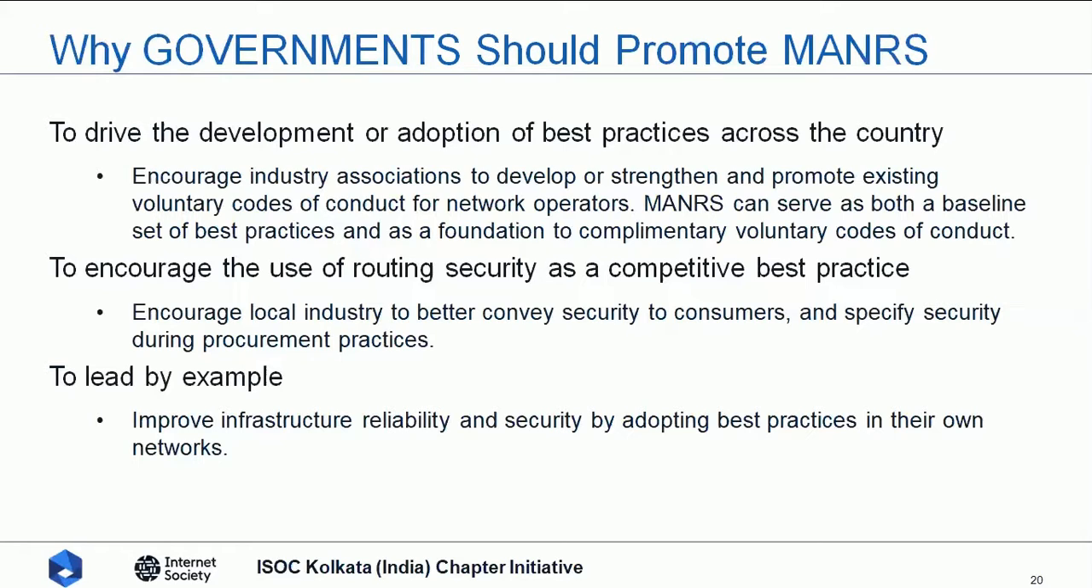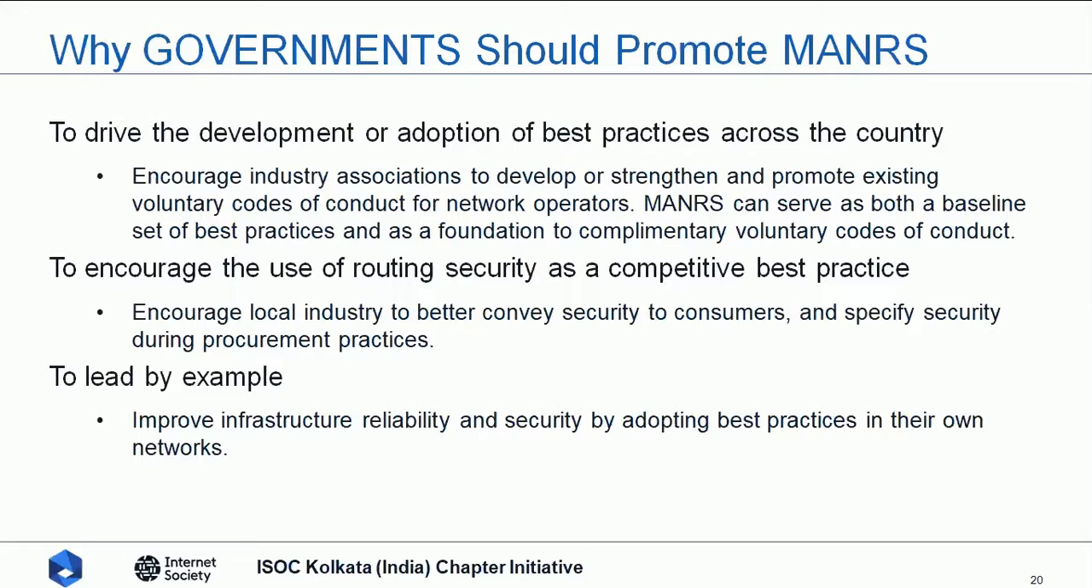Again, for the governments, how does it help? They handle a lot of citizen data, their privacy data, and there are a lot of government policies, compliances, and regulatory things. So if they are part of the ecosystem, they can ensure and also, I would say, impose the requirements that the government has and put them into the ecosystem. So to drive the development or adoption of best practices across the country, they can learn from others and say, okay, I can also adopt this under these situations, and that will make my data secure.